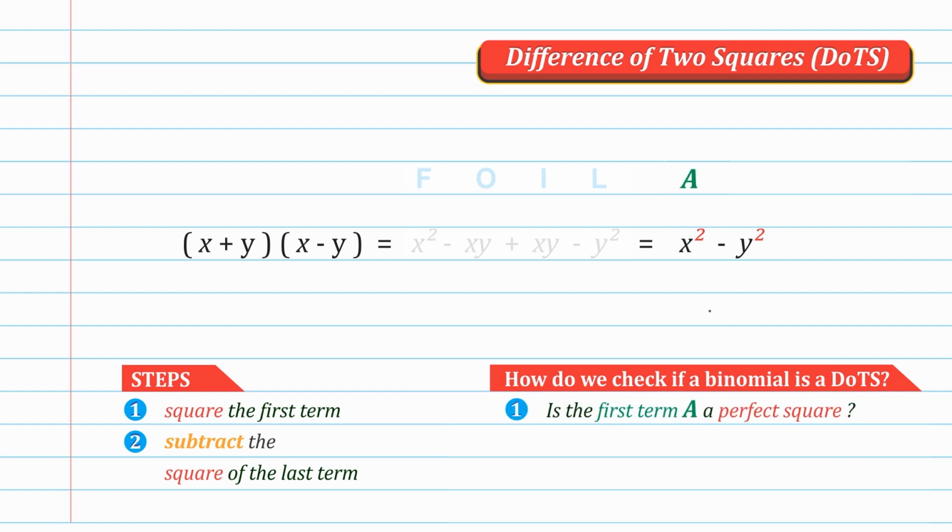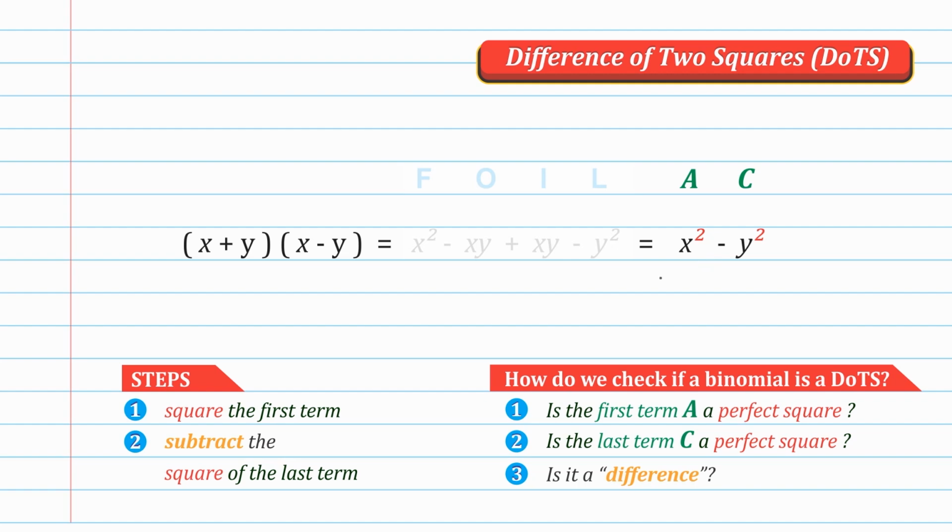1. You ask the question, is the first term, A, a perfect square? If the answer is yes, okay na. Hindi pa. Kailangan you answer the other two questions. Number 2, is the last term, C, a perfect square? Kapag the answer is yes, still, you're not yet done. Ultimately, kailangan you answer the third question then. Last, is it a difference? So, if you answer those three with yes, then this is a difference of two squares.